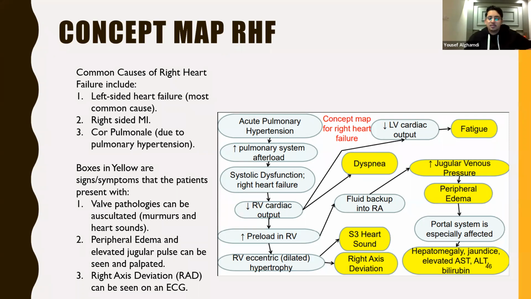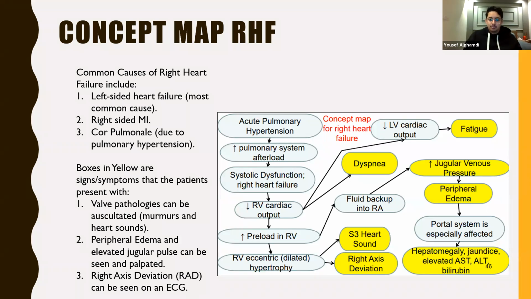Right heart failure. Common causes of right heart failure, like we said before, left-sided heart failure, right? The most common cause of right heart failure is left heart failure. Okay, so that's why it's very important. If you don't understand it, please let me know. Another thing is the right-sided myocardial infarction and cor pulmonale, which we talked about before, right? Due to the pulmonary hypertension, right?